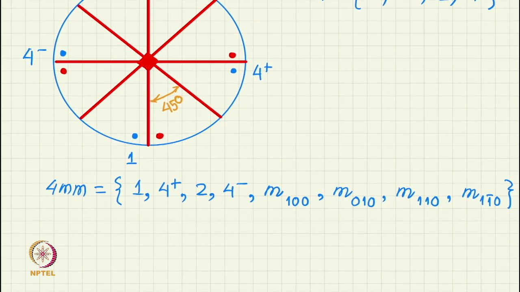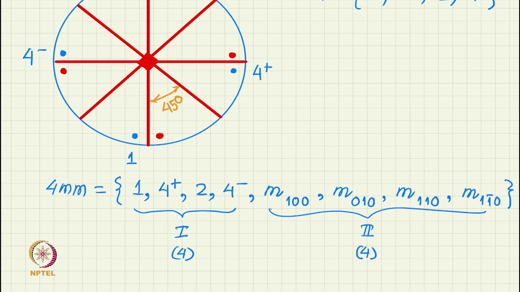We would like to remind you of the fact we discussed in one of the previous videos, that in a type 2 group, type 1 operations and type 2 operations will always be equal in number. So, here there are 4 type 1 operations and 4 type 2 operations.